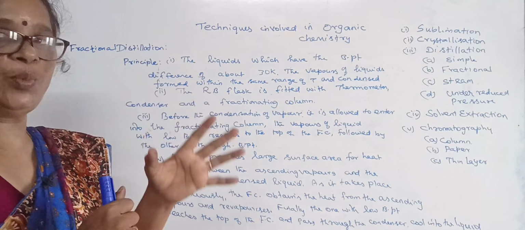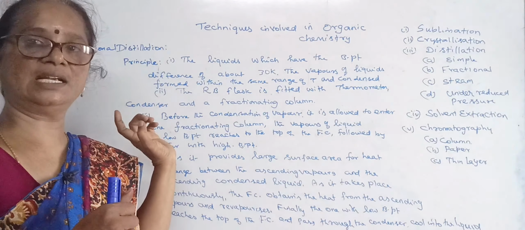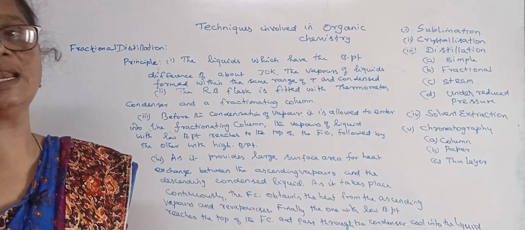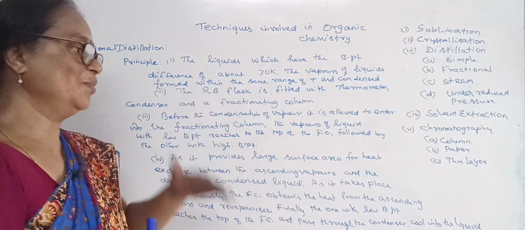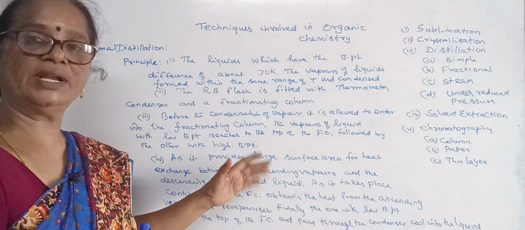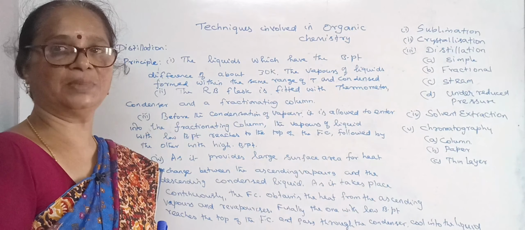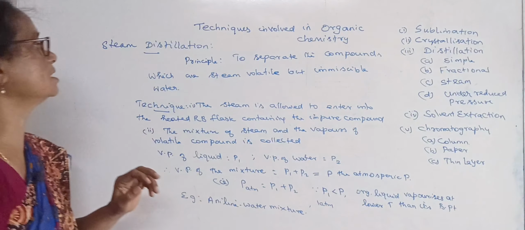Finally, the liquid with the low boiling point is collected at the top of the fractionating column and it is allowed to pass through the condenser and it is collected as the liquid form of the component. Similarly, the rest of the components, even if there are more than 2 components, could also be separated by the same method. Okay.